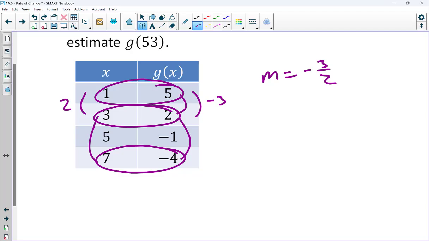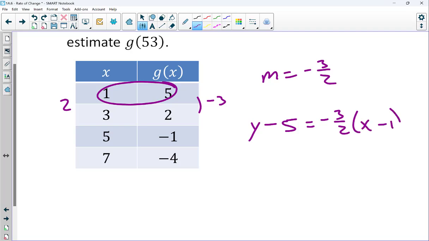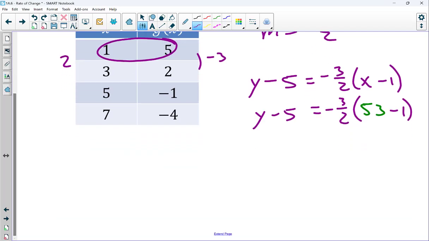So now, for g of 53, let's build an equation. It doesn't matter which point you pick. I'm just going to pick 1, 5 as the coordinate. So y minus 5 equals negative 3 halves times x minus 1. I'm plugging in 53 for x. No calculators, you don't need a calculator for this. 53 minus 1 is going to be 52.